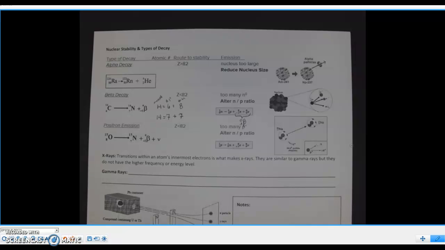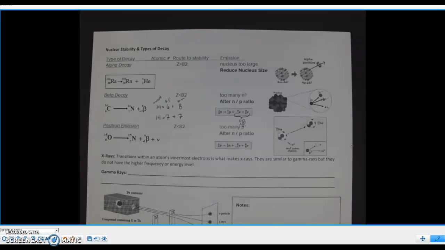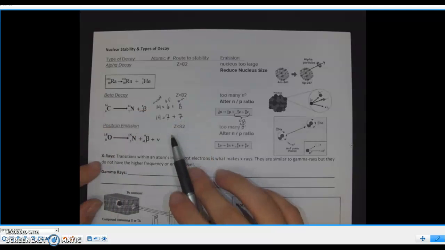Okay, and when we do this, we emit a positron, which has essentially the same mass as an electron, which is practically none, especially compared to a proton and neutron, but it has a positive charge instead of a negative charge. Okay? So something to be mindful of. We have a similar interaction.